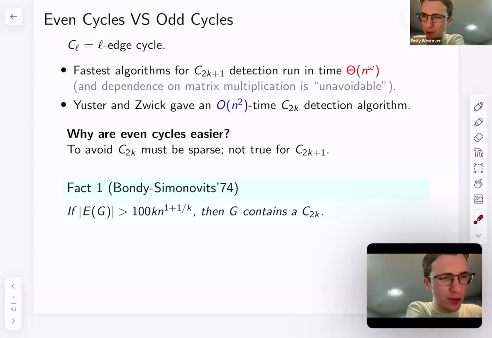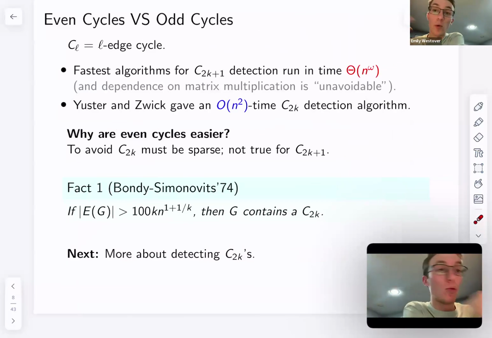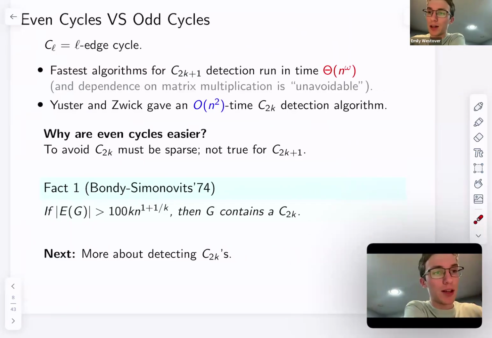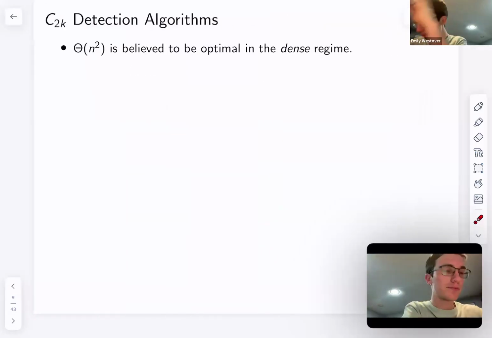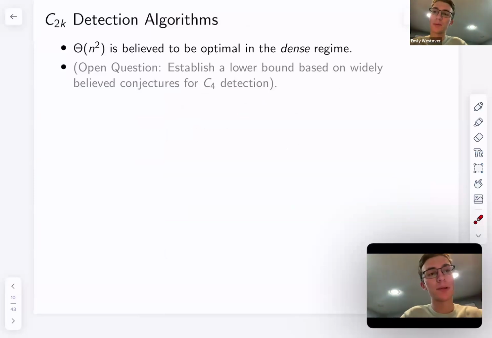Now I'm going to tell you specifically what we actually know about detecting even length cycles. As I just told you, there's this quadratic time algorithm from Yuster and Zwick, and we think it's probably optimal in the dense regime, although we don't really have any nice lower bounds based on other problems that people like to assume are hard, even for 4 cycles.